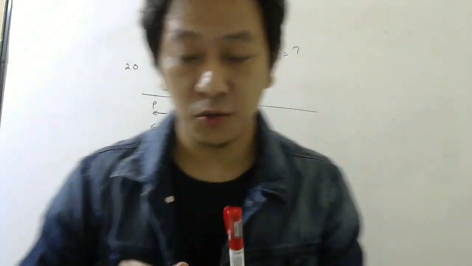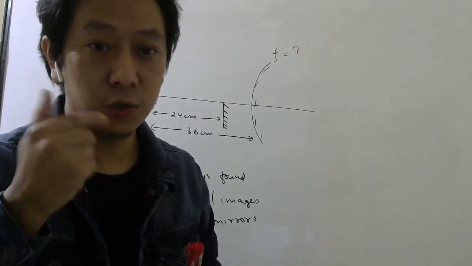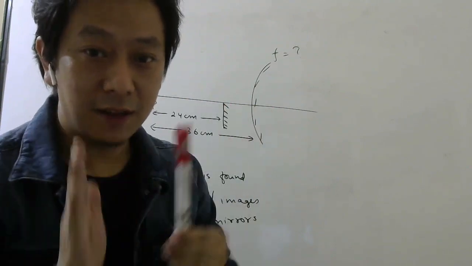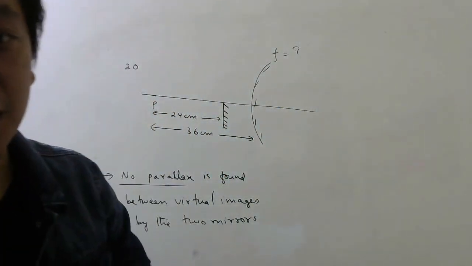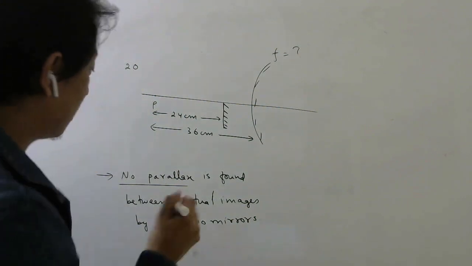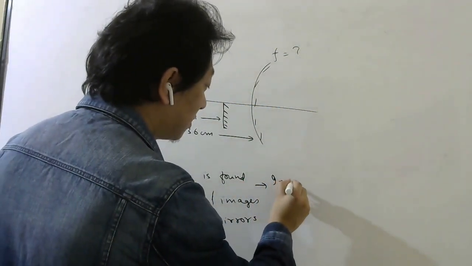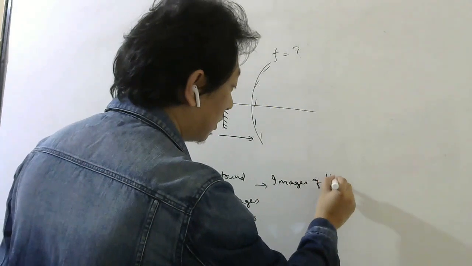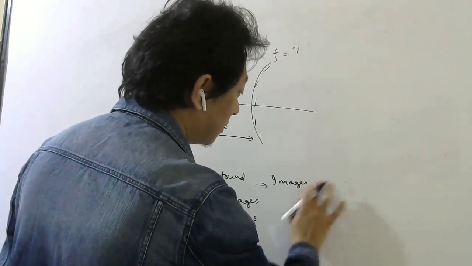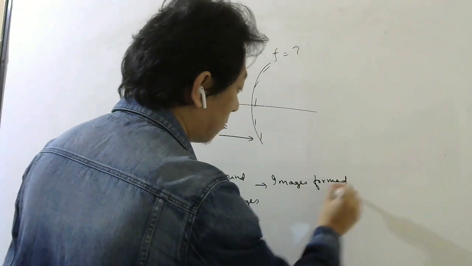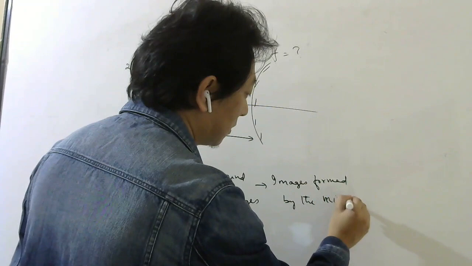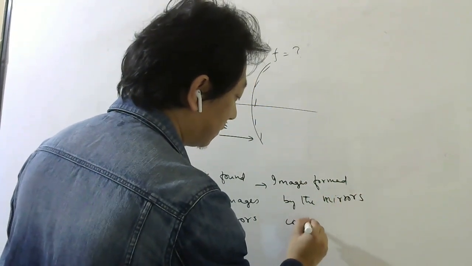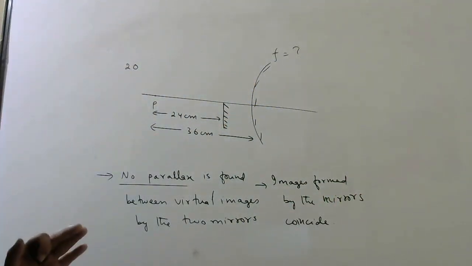Understood or not? So if the two objects or the two images shift together, then we say there is no parallax. So this information means the images formed by the two mirrors must coincide. Okay, that's it. Now look here.